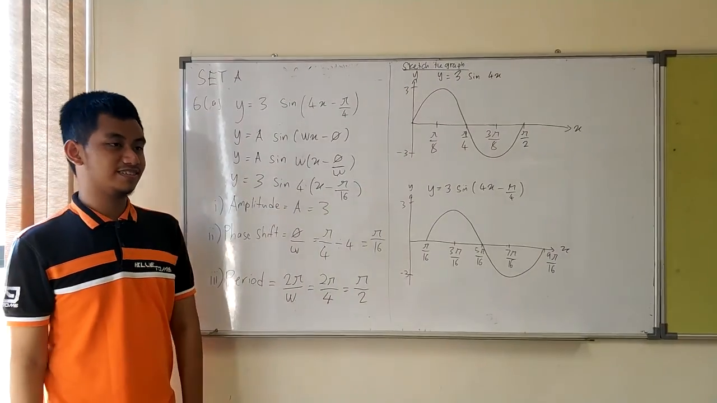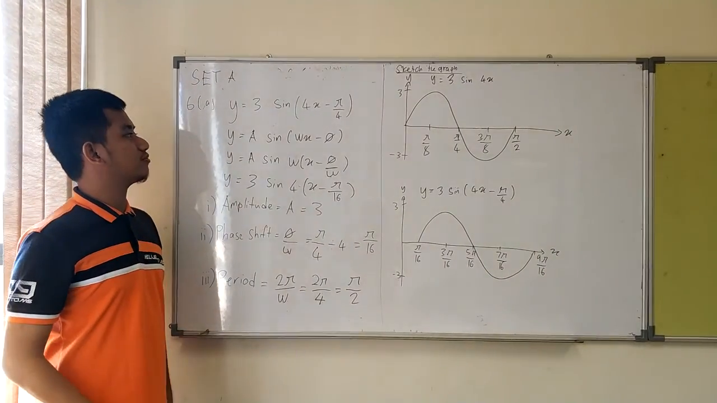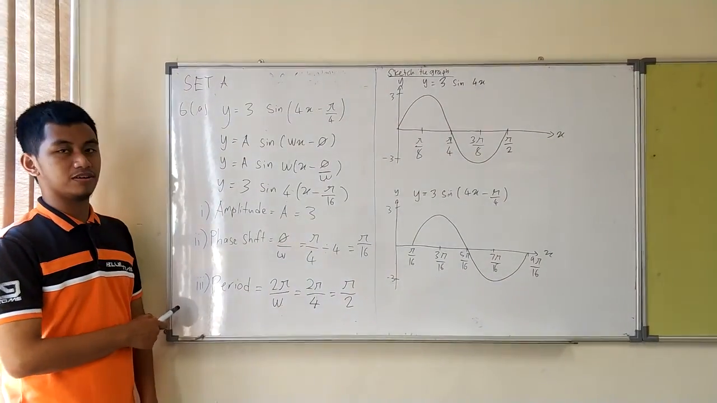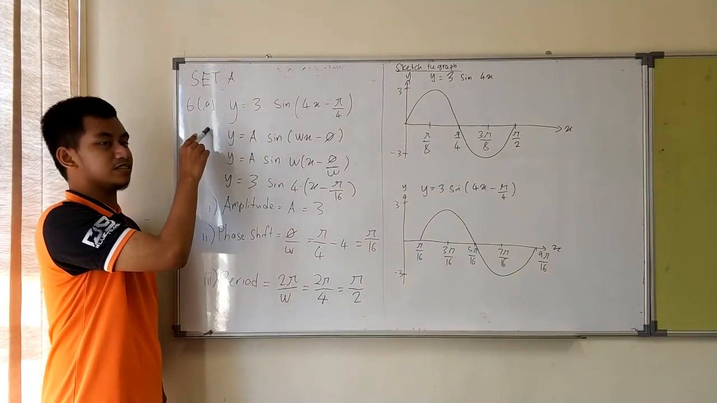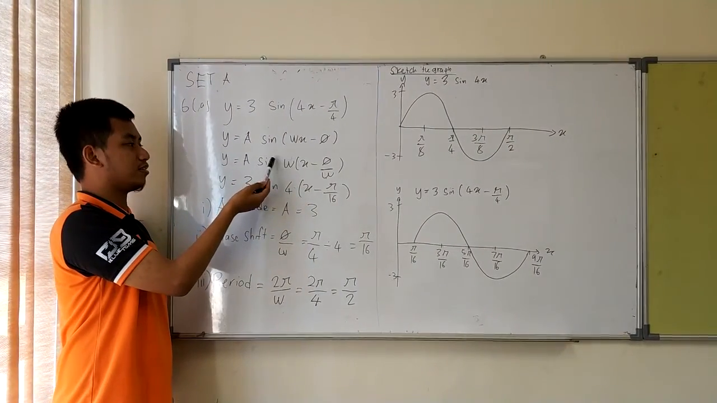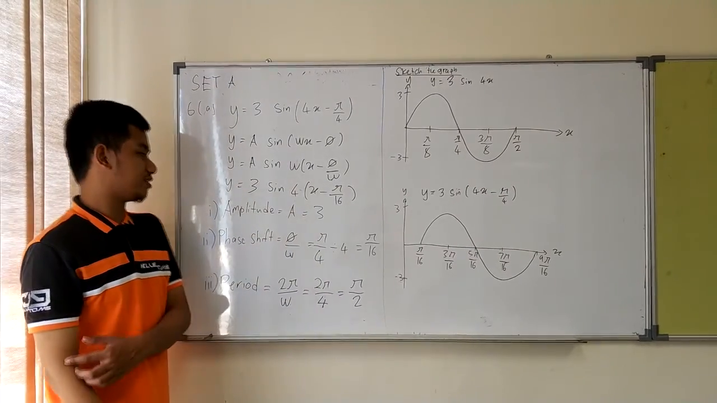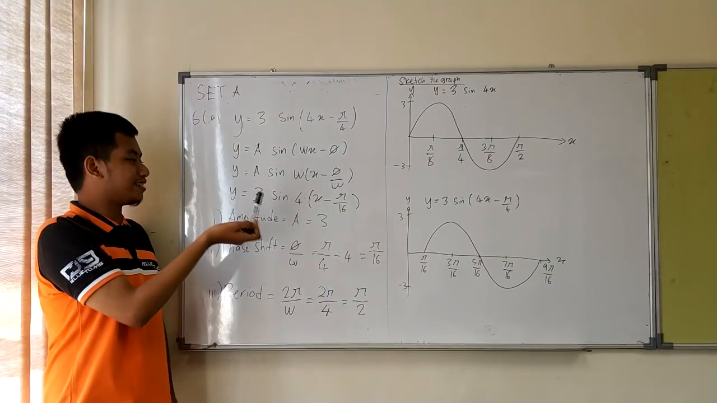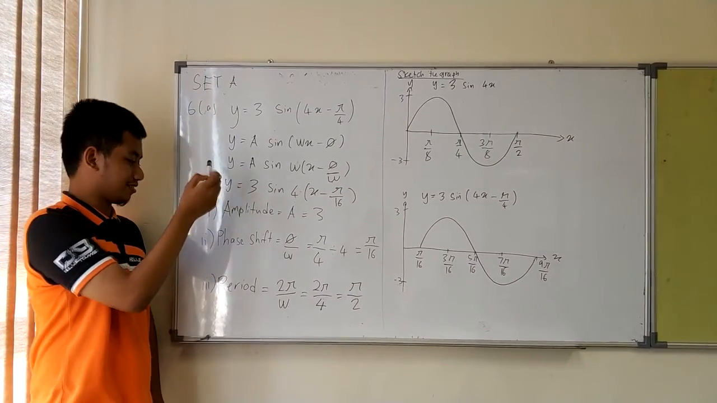We will discuss question 6a. The question is, given the function y equals 3 sin(4x minus pi over 4), find the amplitude, phase shift and the period of the given function. The first step is we compare the given function with its general form. Then we factorize the omega value to help us find the period and the phase shift of the equation. Then we compare the equation with the general form that we have factorized.